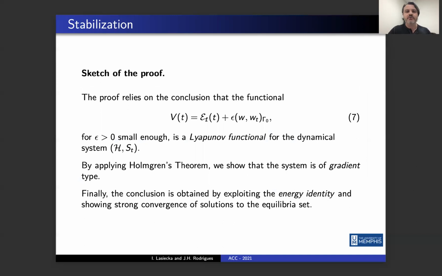The key point in the proof is to establish the Lyapunov functional given by expression number 7, which consists of a small perturbation of the total energy functional script E. The conclusion that the system is gradient follows by applying Holmgren's theorem, and therefore the conclusion of the stabilization result will follow by exploiting the energy identity and also by showing strong convergence of solutions to the equilibria set.